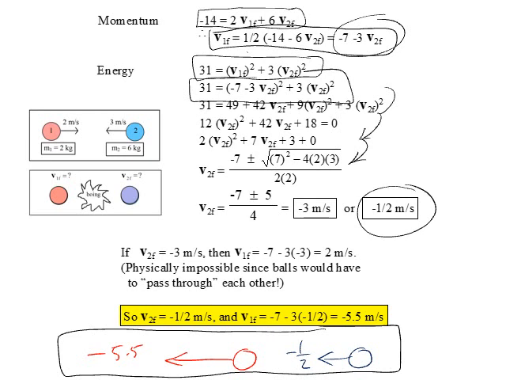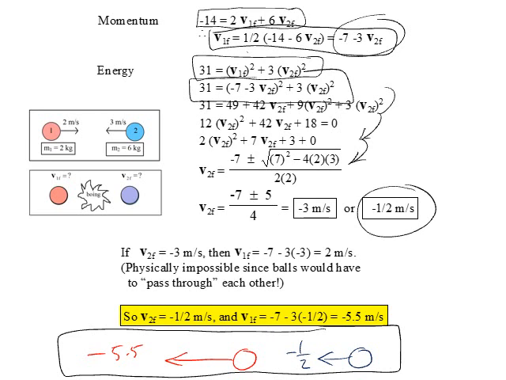Both balls move to the left. Why? This one had so much more momentum, it overpowered the momentum of the red ball in such a way that both balls end up moving to the left after the collision. So you can see this turned out to be a fairly complicated problem and lots of work.